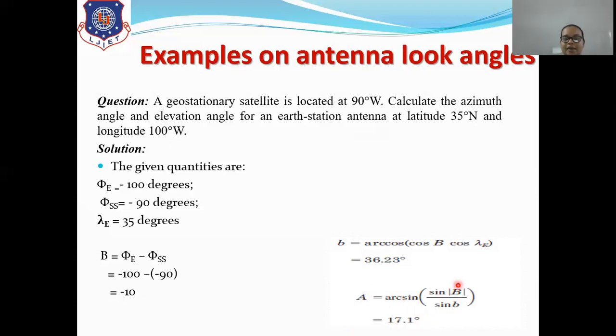Right? Now, based on this capital A value, we will find out the azimuth angle. So the azimuth angle will depend on which two values?